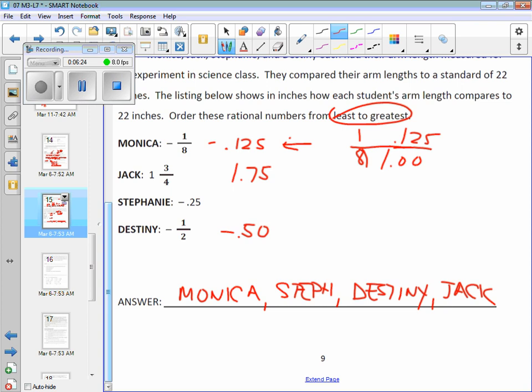How do we do? How'd I do? I'm assuming I'm right, but I don't know. Did I make a mistake?